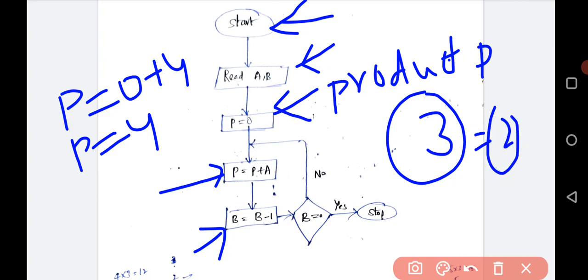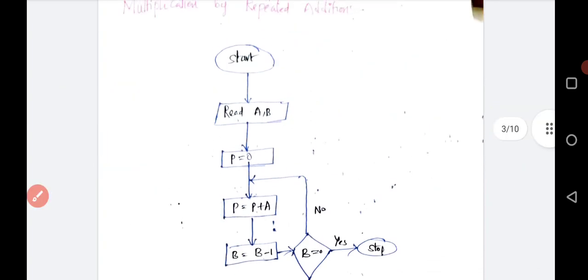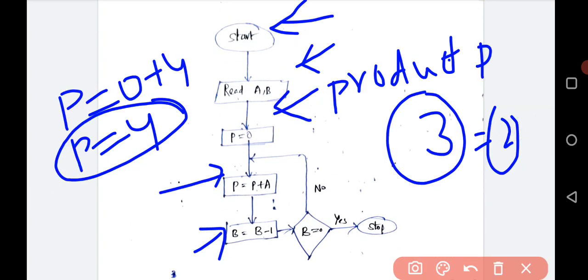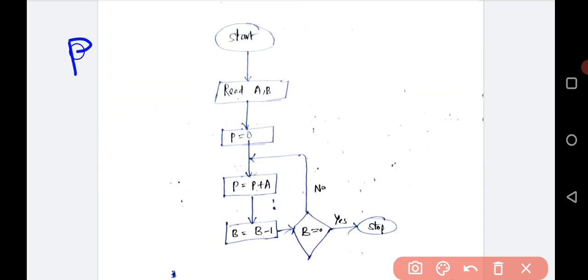Now we have to check that value. If B is equal to 0, then you have to come out of the loop. If B is not equal to 0, then you have to add number A, whatever data is stored in register A, to the product value. That means to whatever the previous added value is, you have to add that number. So initially P is equal to 4, right? Again we have to add the A value.